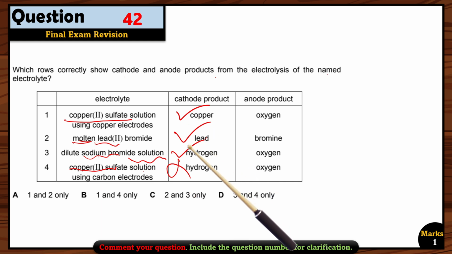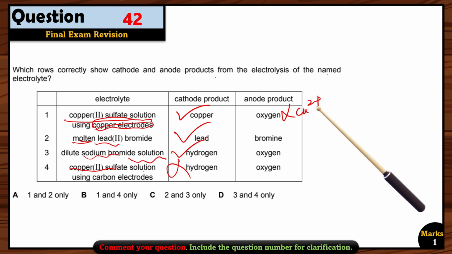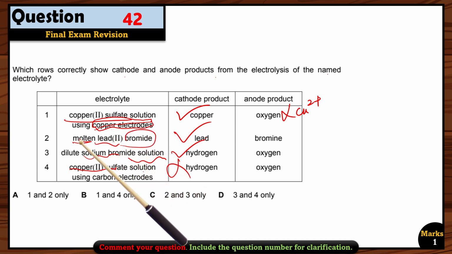Let's see at the anode. Okay, we have copper sulfate solution, but we are using copper electrodes, right? So if you are using copper electrodes, the anode product will not be oxygen, because the anode will start oxidizing itself and the product will be copper ions. Copper atoms will change into copper ions. Molten lead bromide. Of course it's a bromide, so bromine will go to the anode and you will get bromine, right? So this option is right.